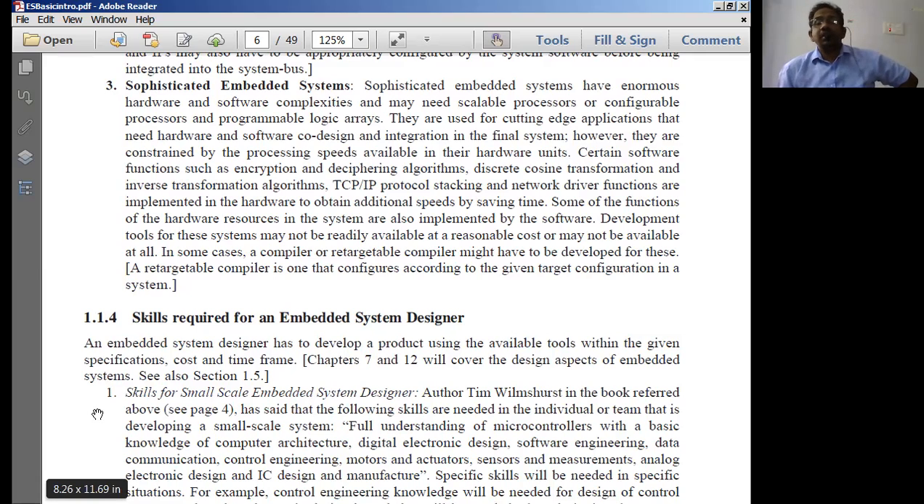So therefore, the hardware has to be reconfigurable hardware, and the processors which we are going to use to process the signals are going to be scalable processors. That means, once again, you're going to put the embedded system together as a customizable embedded system.